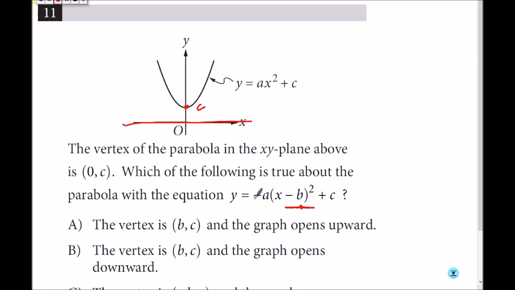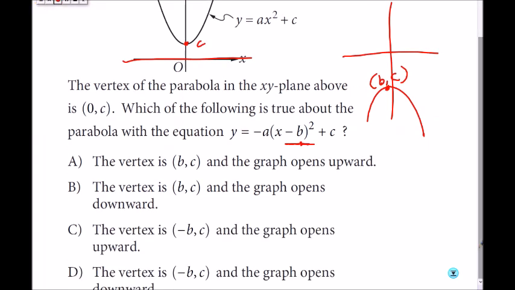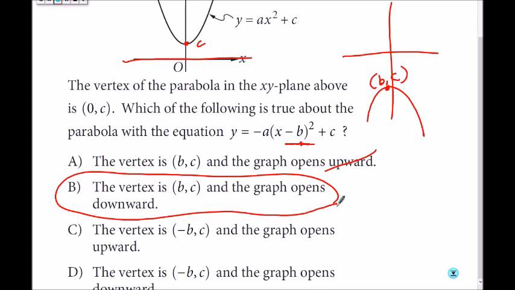So now it looks like this, but it's shifted. So that's your vertex, B, C. So the vertex is B, C. That's true. It's minus, okay, it's not negative B. It's minus B. So B is positive. And the graph opens upwards? No, it opens downwards. So it is B.